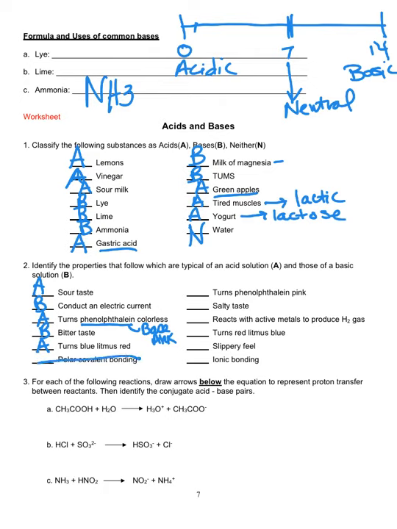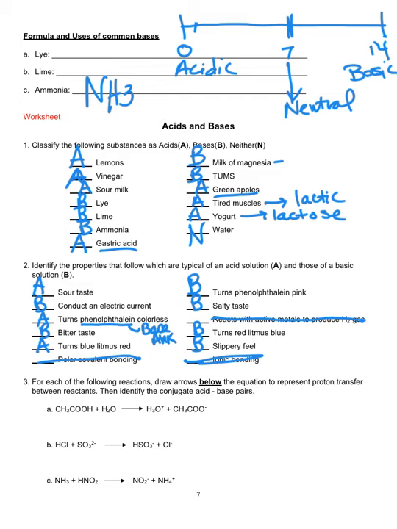Polar covalent bonding, don't even think about that. Who turns phenolphthalein pink? Base. A salty taste, I'd say a base. Don't worry about this one. Turns red litmus paper blue. That's a base. Slippery feel. Soap. Basic. And don't worry about this either.